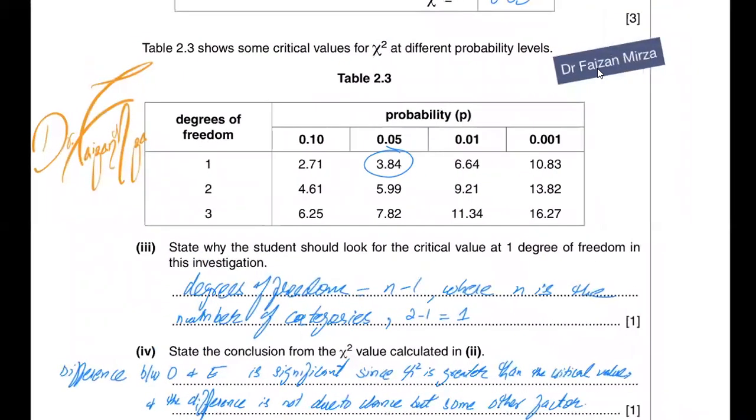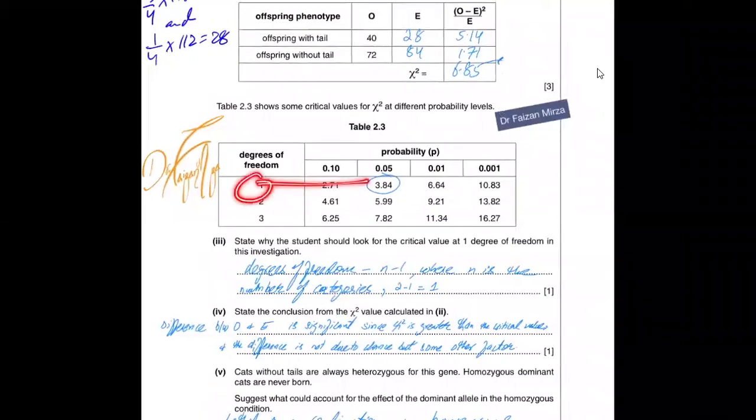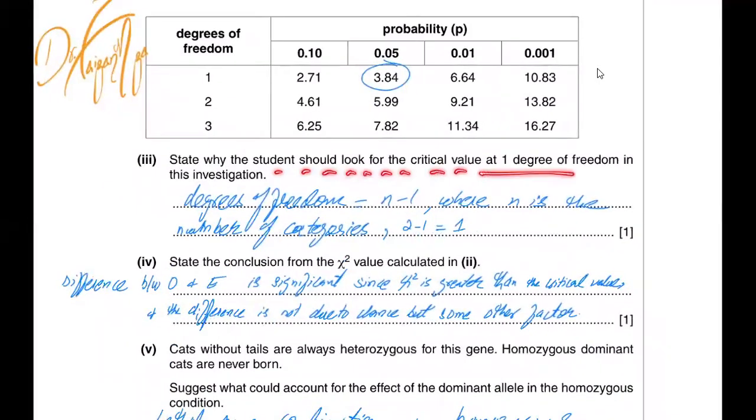Table 2.3 shows some critical values of chi-squared at different probability levels. We always pick the 0.05 probability level, which means we are 95% confident and we are leaving a 1 in 20 chance of error. How many degrees of freedom will you pick? Now we know there are two categories here. So n minus 1, which is the number of categories minus 1 for the chi-squared test, will give you 1. So we'll pick the degree of freedom 1. So this is actually what's asked here. State why the student should look for the critical value at 1 degree of freedom in the specification: because the degree of freedom is n minus 1, the number of categories is 2. So 2 minus 1 comes out to be 1.